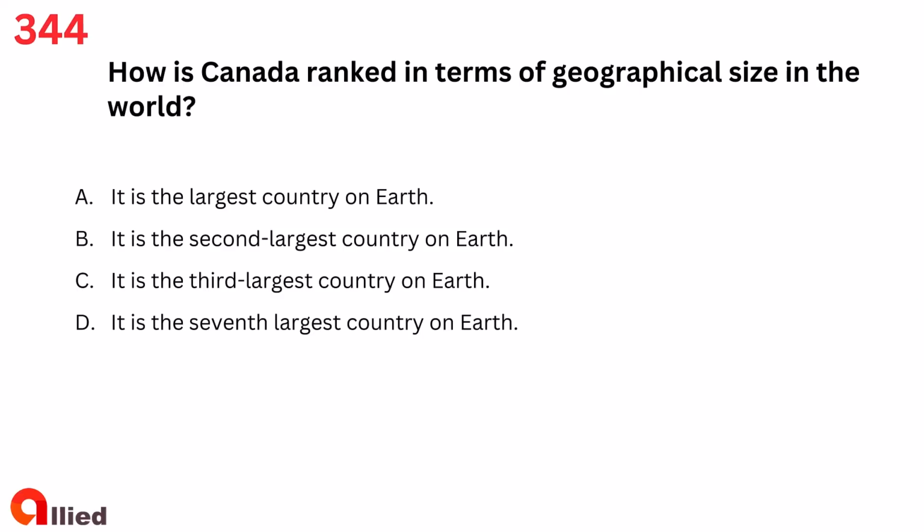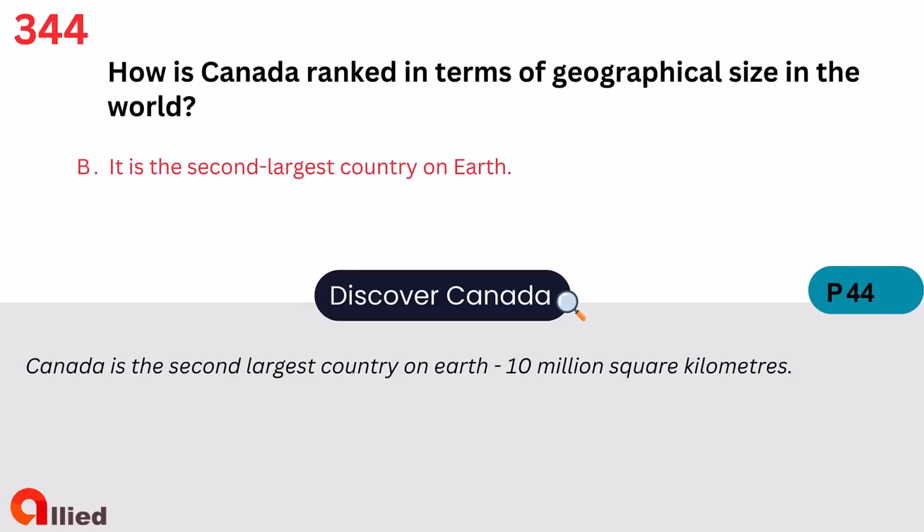Education. Question 344. How is Canada ranked in terms of geographical size in the world? A. It is the largest country on Earth. B. It is the second largest country on Earth. C. It is the third largest country on Earth. D. It is the seventh largest country on Earth. The answer is B. It is the second largest country on Earth.